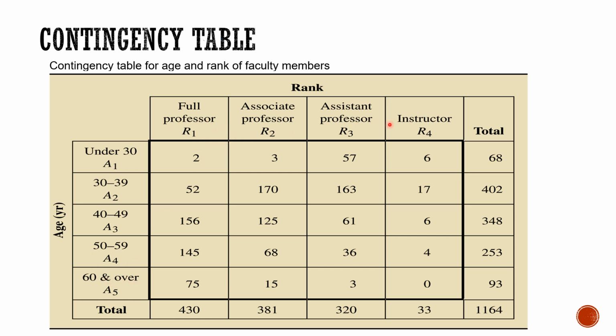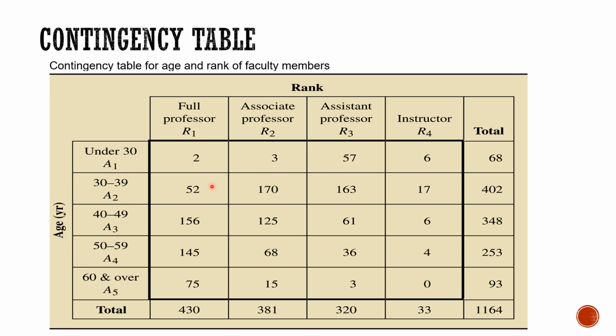And they have given some notations. Instead of saying full professor and associate professor each time, the events have been named as R1, R2, R3, R4, R standing for the ranks, and for the ages they have denoted them as A1, A2, A3, A4, and A5, A standing for age.